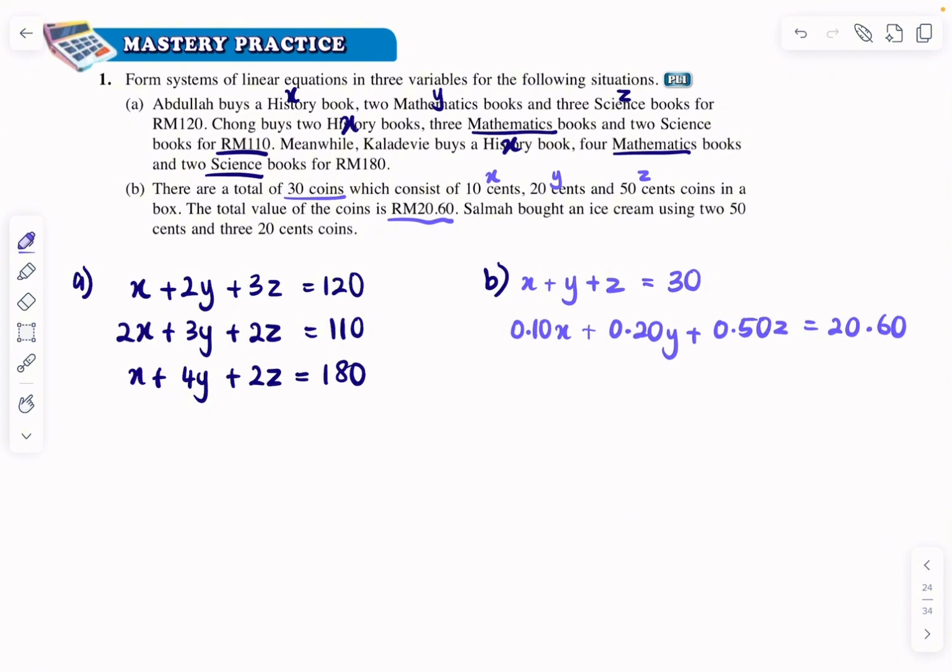Salma bought an ice cream using 2 50-cent coins and 3 20-cent coins. Okay, so this is an error in the question. Actually, you cannot make an equation just by this. She used 2 50-cent coins and 3 20-cent coins, but they never give us the value of the ice cream or the number of coins or whatever. So that's it. Only 2 we can form.